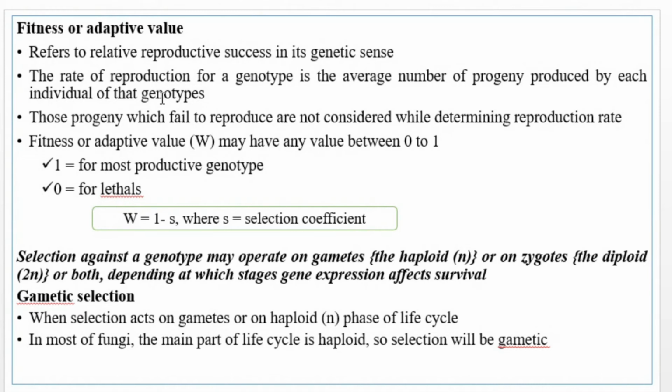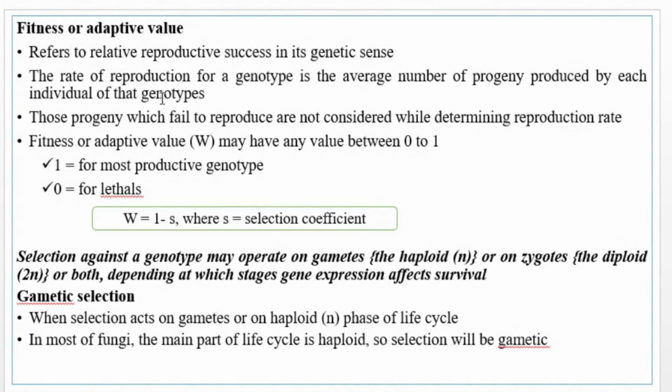The fitness or adaptive value, that is W, may have any value between 0 and 1. It is 1 for the most productive genotype and 0 for the lethals, where there is no reproductivity. W is equal to 1 for the highly productive genotypes, and W is equal to 0 for the lethal genotypes. So W is equal to 1 minus S, where S is the selection coefficient.